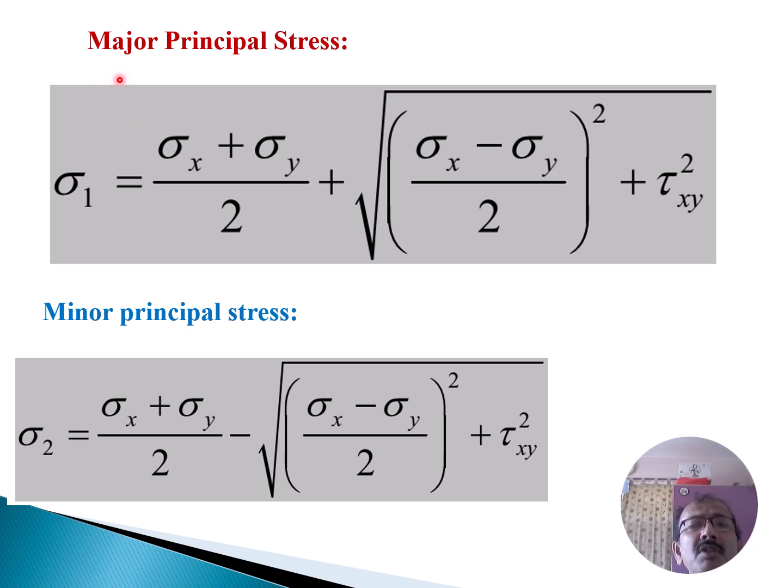So this is the formula of the major principal stress, and this is the formula of the minor principal stress. So sigma 1 is nothing but (sigma x plus sigma y)/2 plus root over of ((sigma x minus sigma y)/2) whole square plus tau xy whole square. So we can write it this way: sigma 1,2 is (sigma x plus sigma y)/2 plus minus root over of ((sigma x minus sigma y)/2) whole square plus tau xy square. One should be positive, that is the major principal stress. One should be negative, that is the minor principal stress.